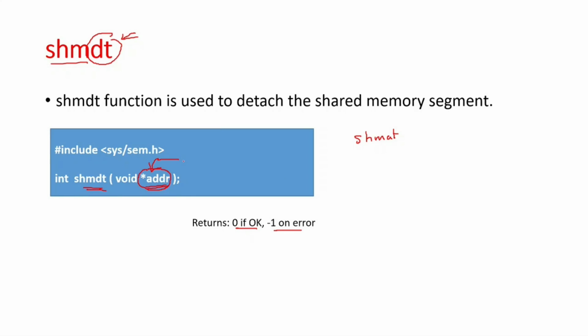I'll rectify one confusion you might have encountered. The SHM-DT function will only remove the shared memory from the address space, and it will not destroy it. To destroy it, I have to make use of the SHM-CTL function with the command IPC_RMID, right? This is used to completely remove the shared memory from the system. This function is only used to remove it from the address space of the process that called the SHM-AT function previously. Okay, so this is about the various functions associated with shared memory.